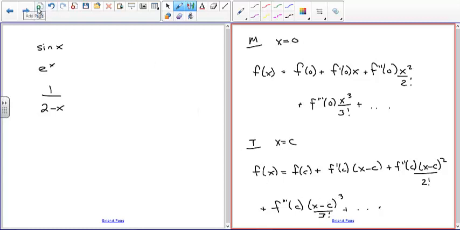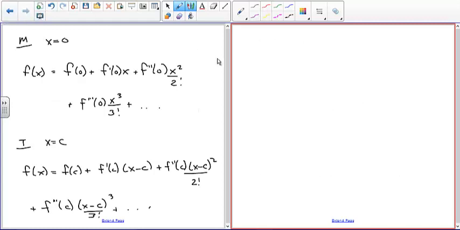So rather than do ones that we've done before, let's say my original function was 1 over x squared, and I wanted to come up with an infinite series to represent 1 over x squared. And I'm going to do it around c equals, say, 6, because if I did around 0, it's undefined at 0, so it probably wouldn't work out too well.